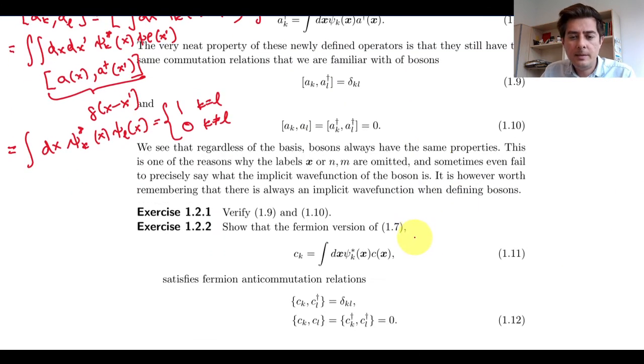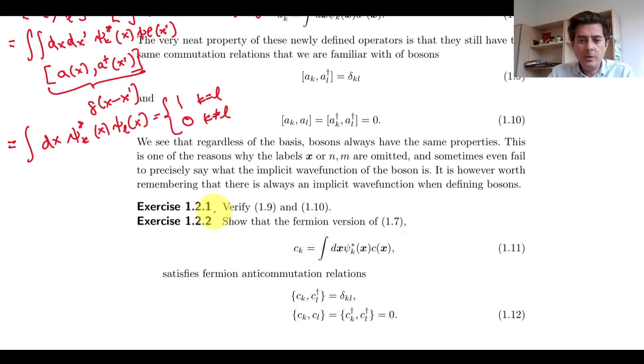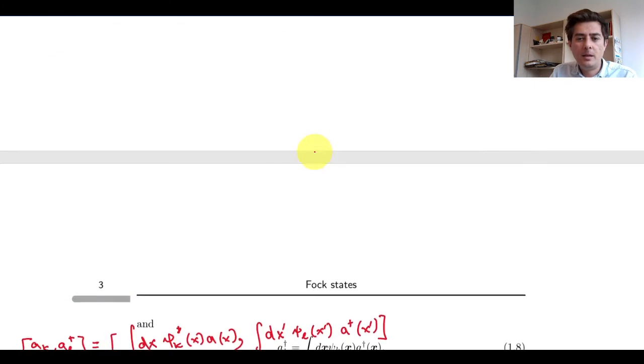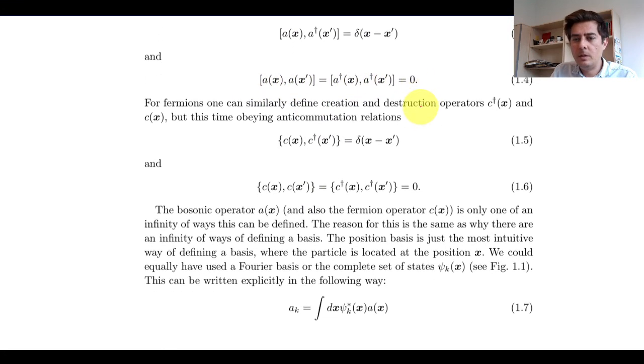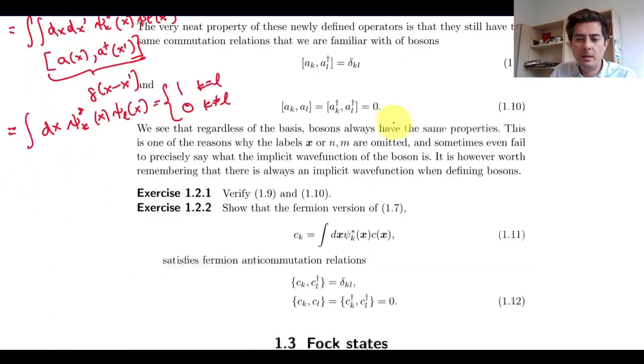Okay, and for the fermion version, 1.10, I think this one is a little bit more straightforward, because basically you just do the same thing, you substitute in these definitions, and then because the original values of the a's at 0, this will automatically equal 0.